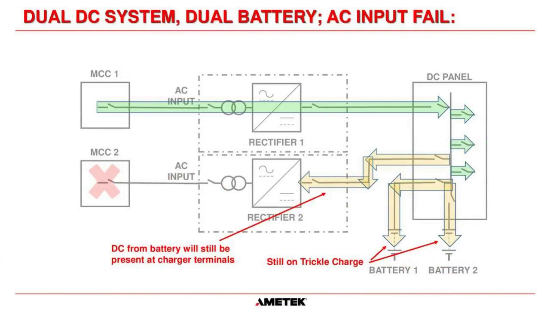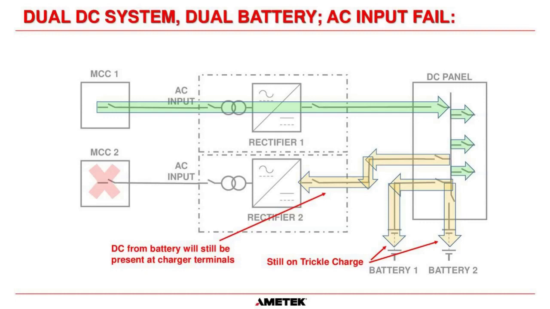Now, if one charger fails, or if the power to one of the MCCs fails, then the other charger will just carry on as if nothing happened. It will continue to supply power to the load circuits, and it will supply the trickle charge needed for both batteries. It won't be an issue. One charger can charge both batteries. There's no issues there whatsoever.